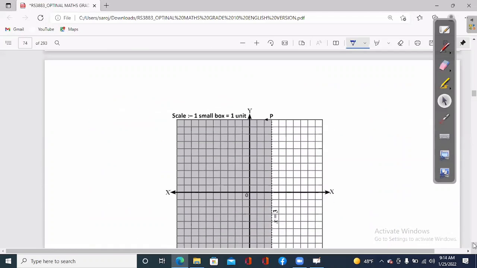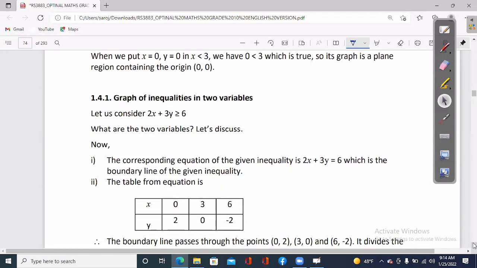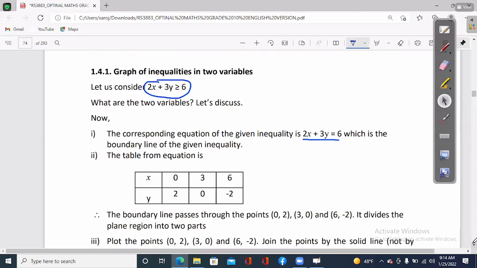Now, the next inequality I want to show you. How many students are there? 22 students are there. Now you can see, all of you, the next inequality contains two variables. You can see on the top, graph of inequalities in two variables. If we are going to show this type of inequality, then its corresponding boundary line is 2x plus 3y equals 6. Now from here, you can tabulate the values of x and y.